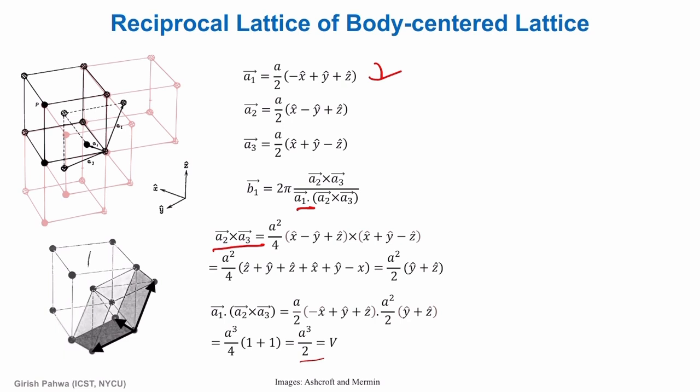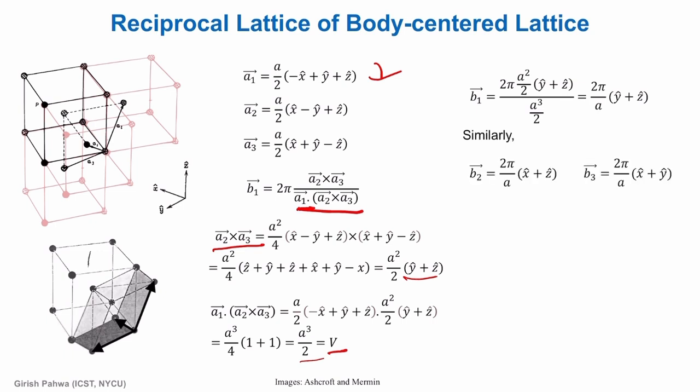So what will be the b1? b1 will be a2 cross a3, which is this thing, divided by this thing, which is v, basically a cube by 2. So it gives you this: 2 pi by a into y cap plus z cap. Okay. Similarly, you can calculate b2, b3.